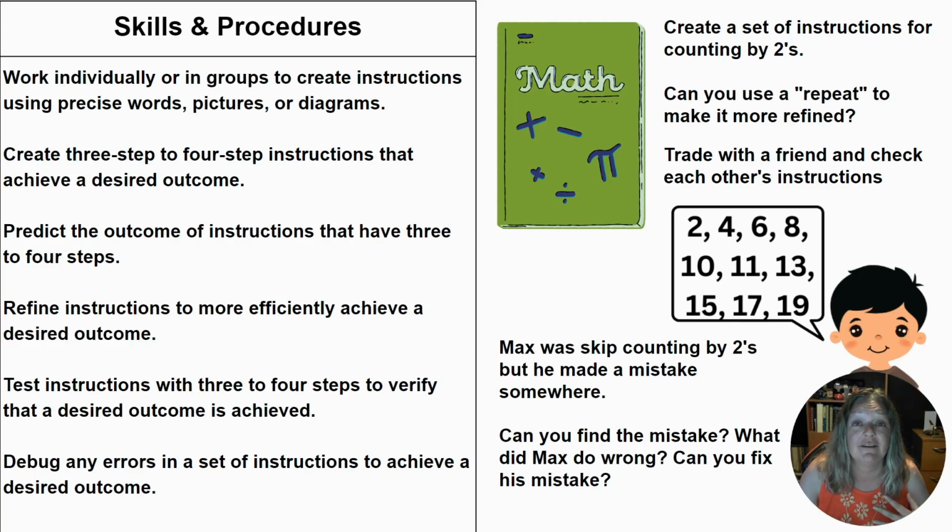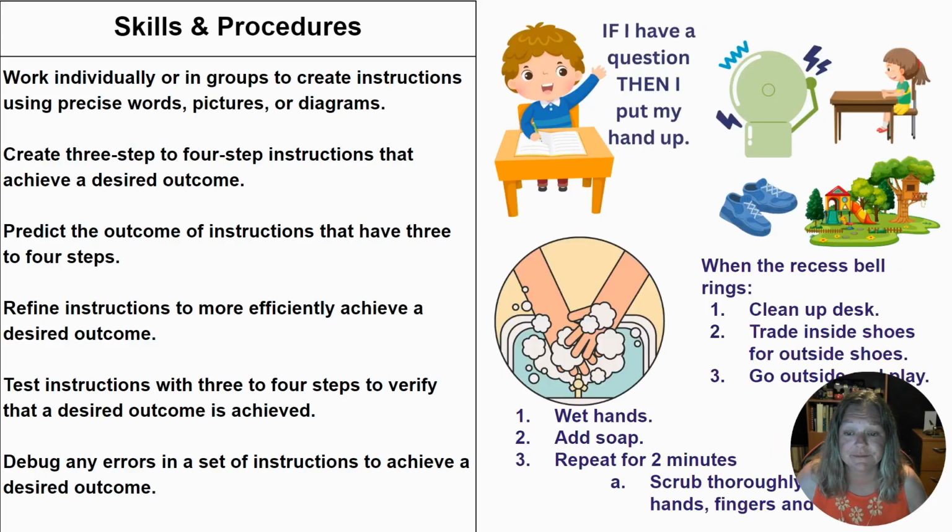And then I have an example here. We could give them a sample that definitely has a mistake in it. Max was skip counting by 2s. Where's his mistake? Ask them to debug and find that error. So we can be working with those math concepts and then bringing these computer science skills and procedures in as well, and covering that computer science outcome while you're also covering math.